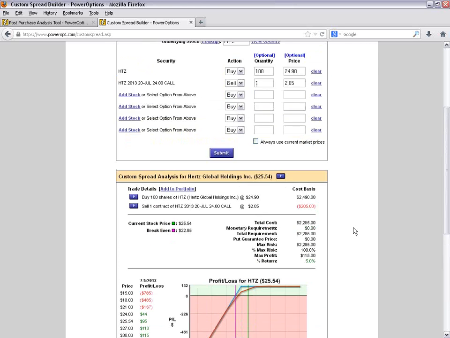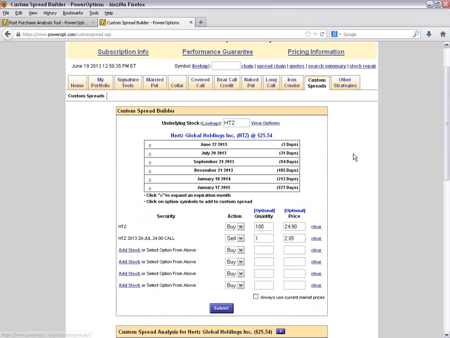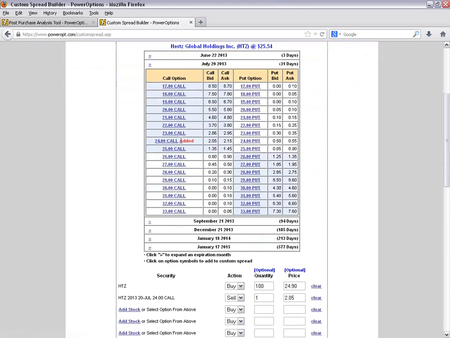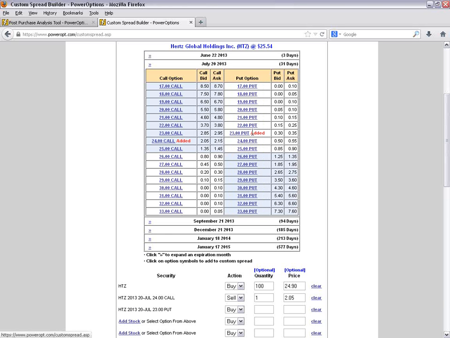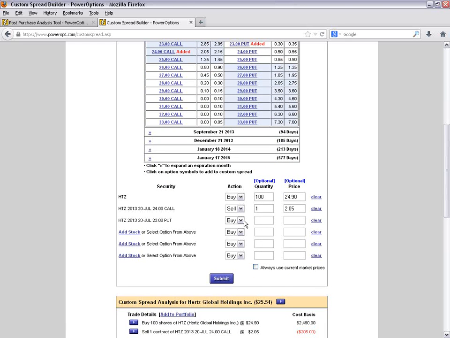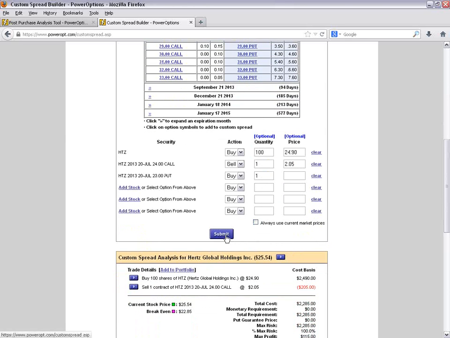What could I do? Well, this is where the standard collar comes in for those of you trading covered calls. I'll go back into view options and I'll go to July. And we have our calls. We rolled to the 24 call. We know that. But let me see something cheap here. Let me go with the 23 put. Yeah, I'm going to go with the 23 put for 30 cents. I'm going to add that in. I'm going to buy that. Not for 35. We'll do the natural ask. We'll buy that as well.